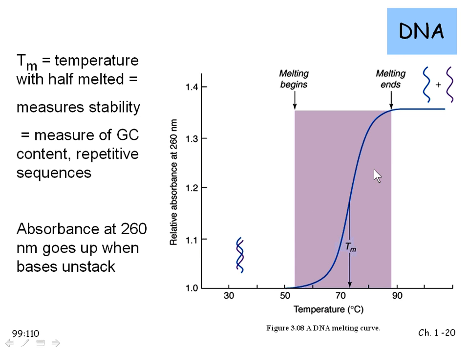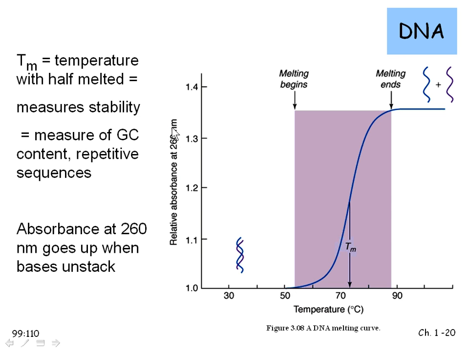One of the interesting things that comes out of this is that the exact TM, whether it's a lower or a higher one, is a measure of the stability of the molecule. And so if you have a lot of GC content, you'll have a higher melting temperature. If you have a lot of repetitive sequences, you'll have a higher melting temperature. So in some species, there might be 90% of the DNA is repetitive sequences that don't contain genes. That kind of sequence will melt at a higher temperature because there's so many of them there.